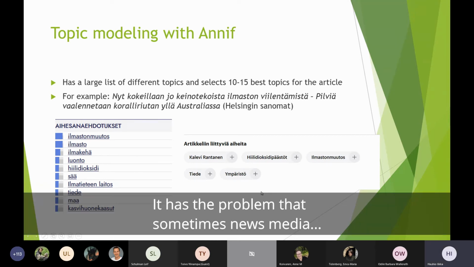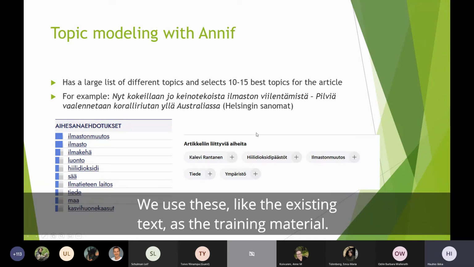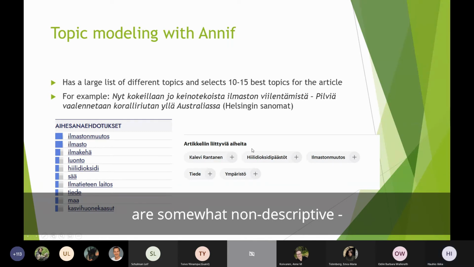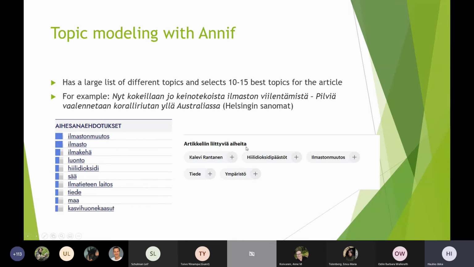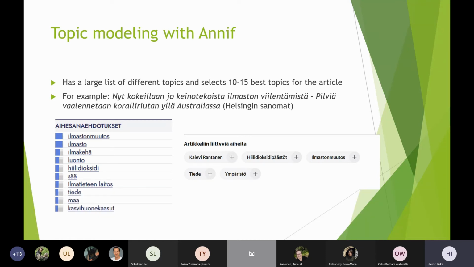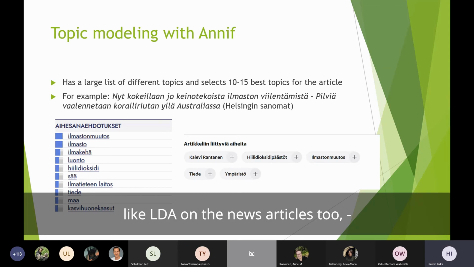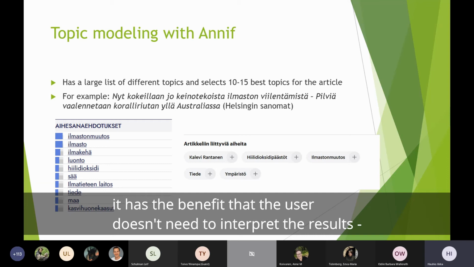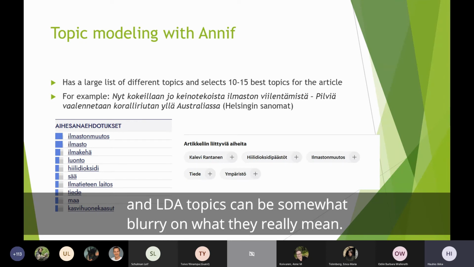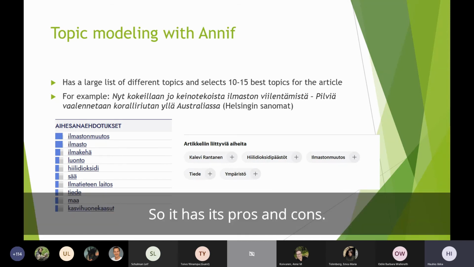This has the problem that we use the existing tags of news media as the training material. So sometimes these existing tags are somewhat non-descriptive or inconsistent. Yes, inconsistent. But most of them are quite good. We could use unsupervised methods like LDA on the news articles too, but with this kind of model, it has the benefit that the user doesn't need to interpret the results too much, and LDA topics can be somewhat blurry on what they really mean. So it has its pros and cons.